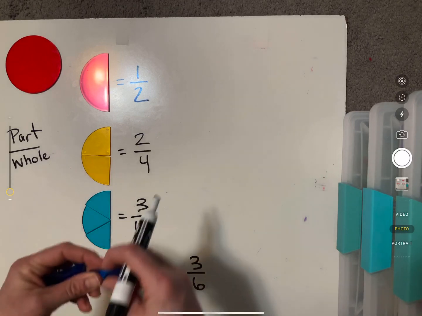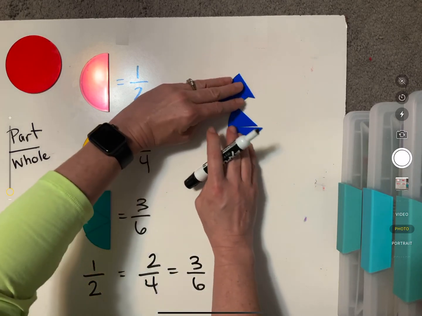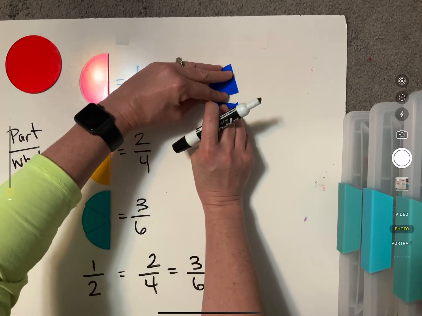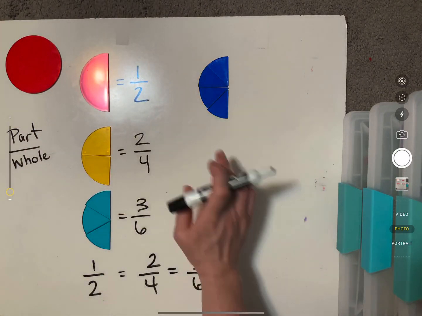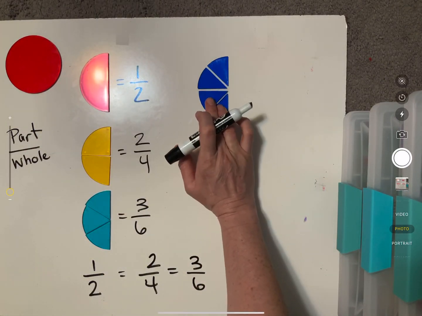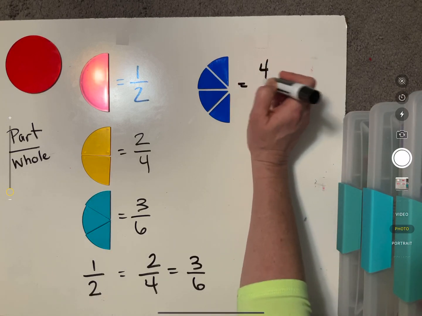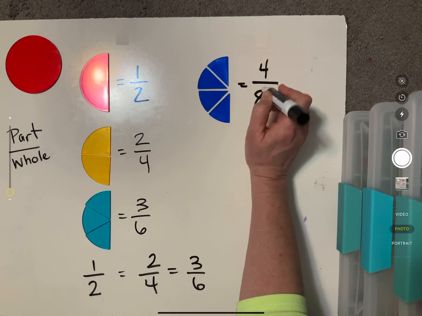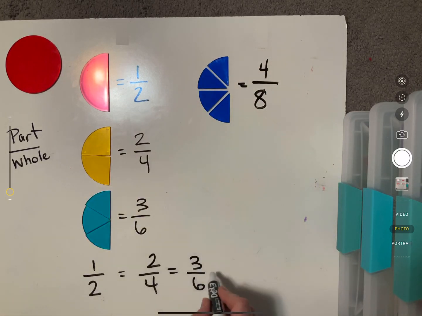Then if I take this size piece, I can get them all together. These are eighths. It's kind of hard to see on here, but see how there's 4 of them. So these are eighths. There are 4 as our part, and our whole, if I were to make the whole out of these, it would take 8. So 4/8 is also going to be equal to our 1/2.